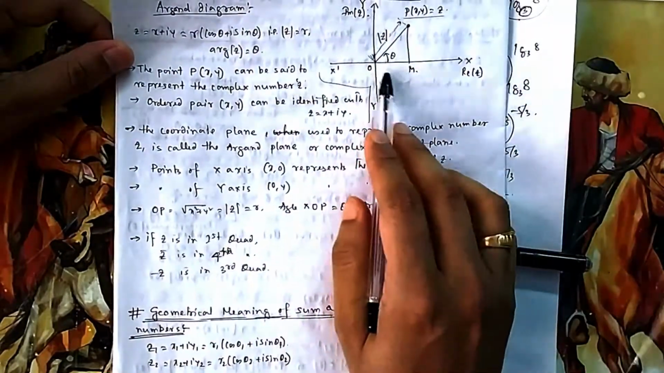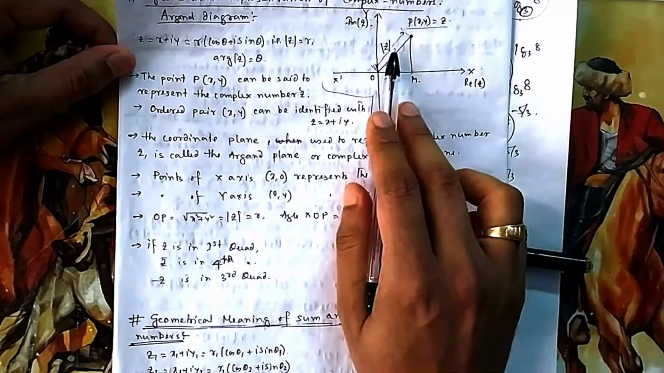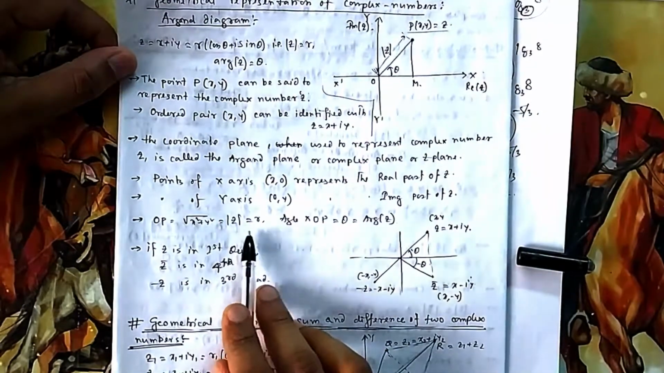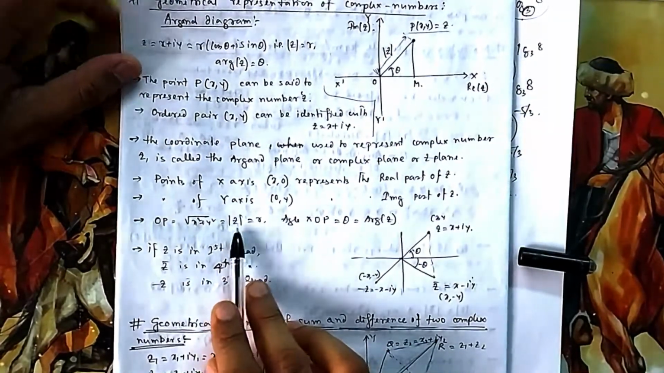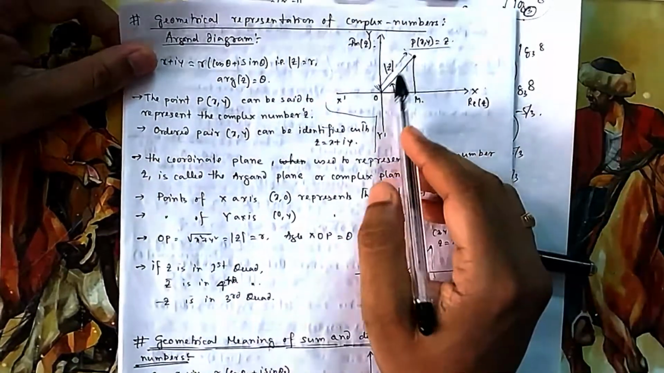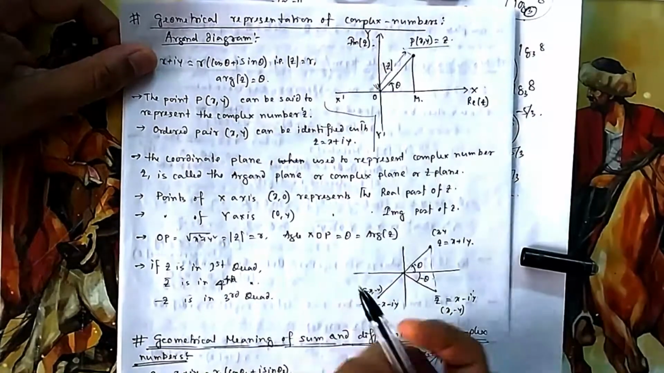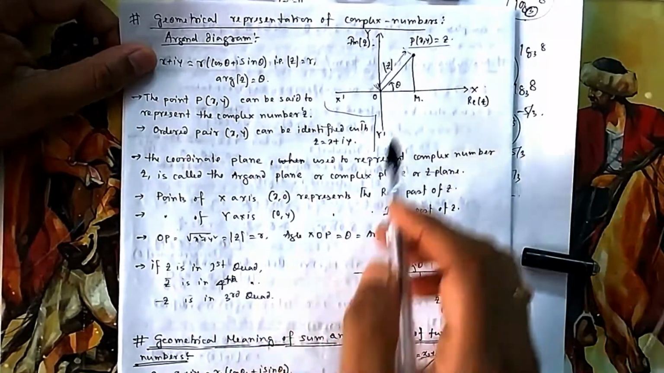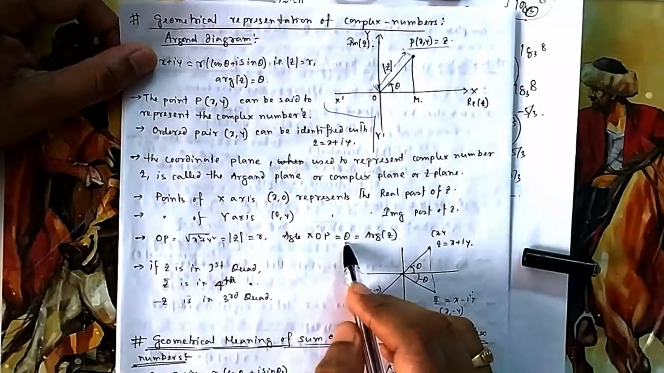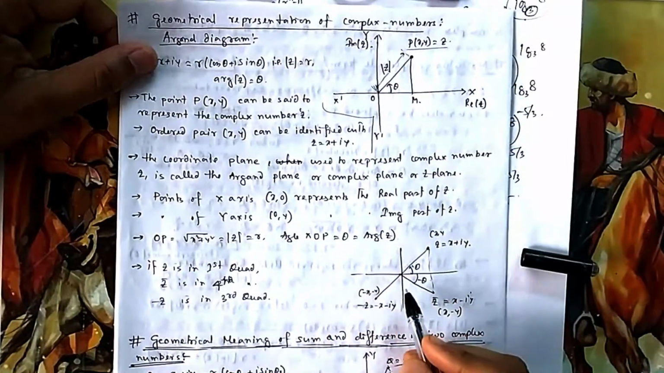What is OP? This is x, this is y, so it is root of x square plus y square. So this becomes your modulus of z, that is r. This is a beautiful example: modulus is nothing but the distance of z from the origin. Angle XOP is nothing but theta, which is your argument of z.